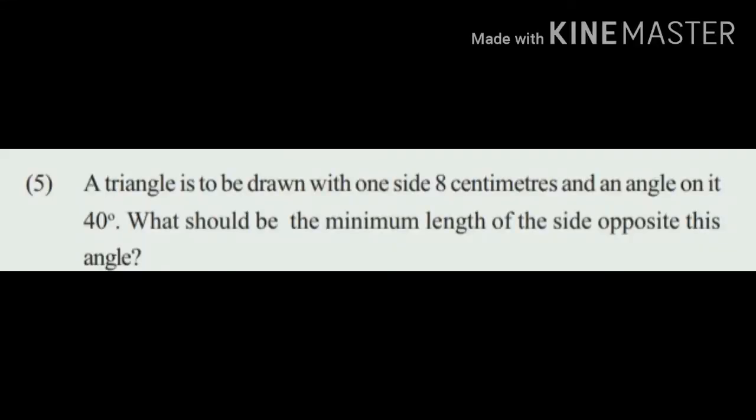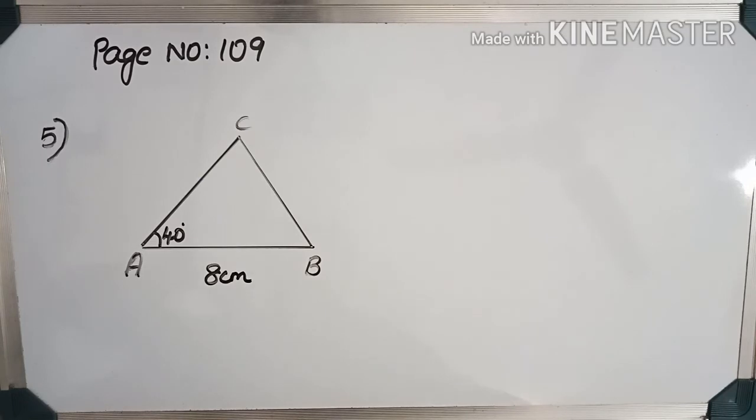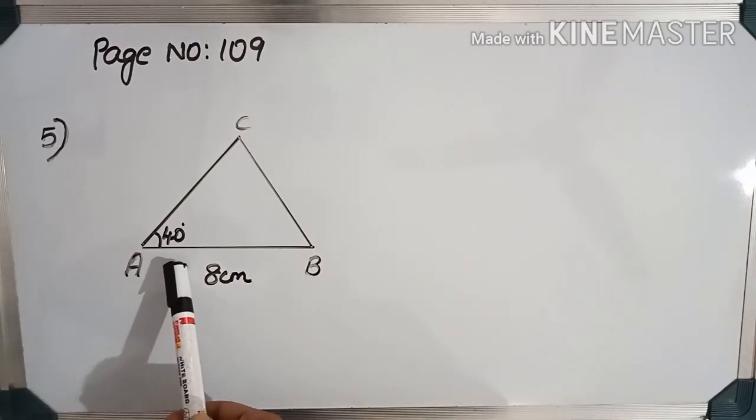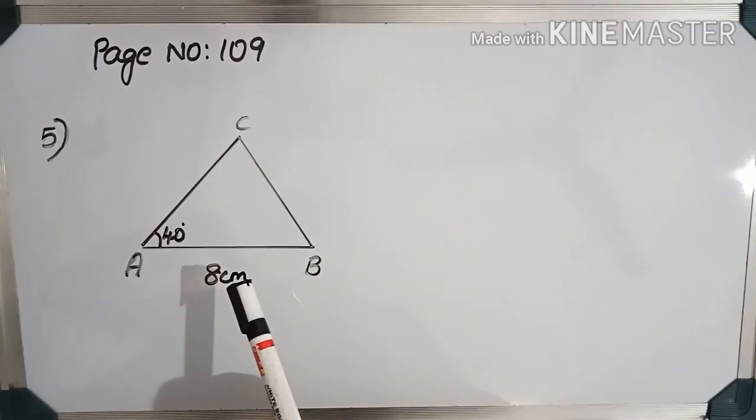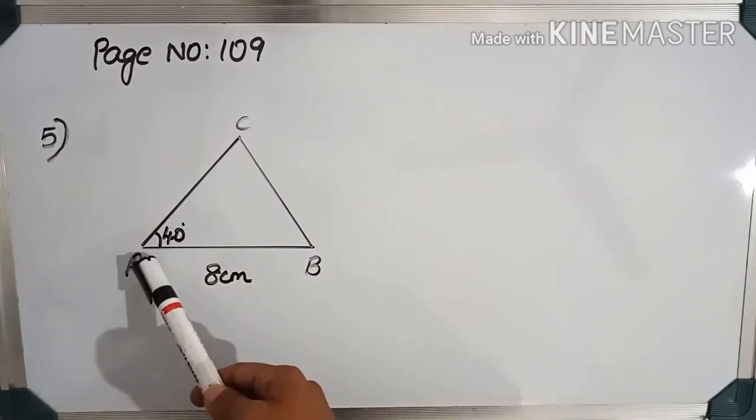Last question, question number 5. A triangle is to be drawn with one side 8 centimeter and an angle on it 40 degree. What should be the minimum length of the side opposite this angle? In this question, 8 centimeter is the base given. From one end of this base we have to draw a 40 degree angle and complete the triangle. Base must be 8 centimeter and one end 40 degree angle.